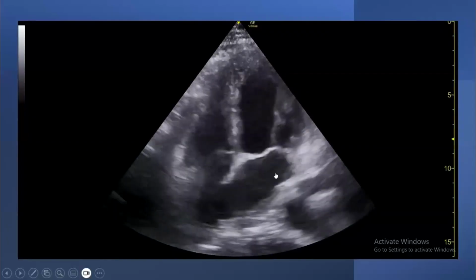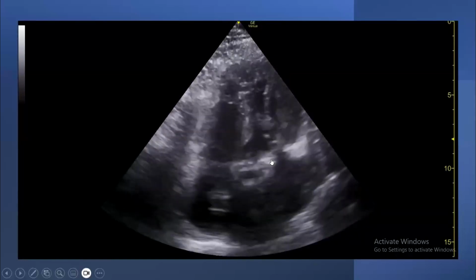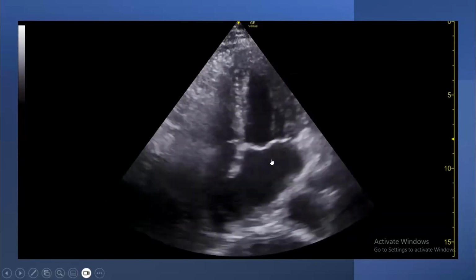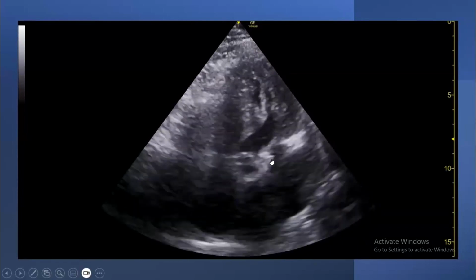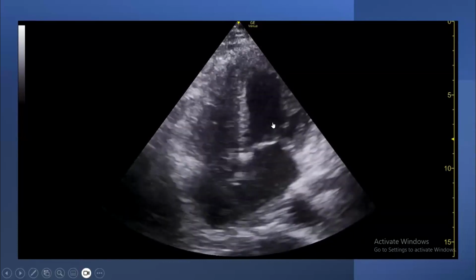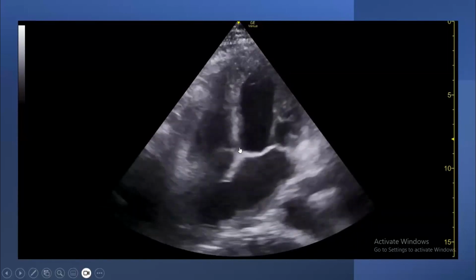Okay, this is another view of a patient from apical four chamber, and we can see the contractility is good. There's mild hypertrophy, but anyway, this patient for assessment as emergency has good contractility and a good size of the right ventricle. Okay.